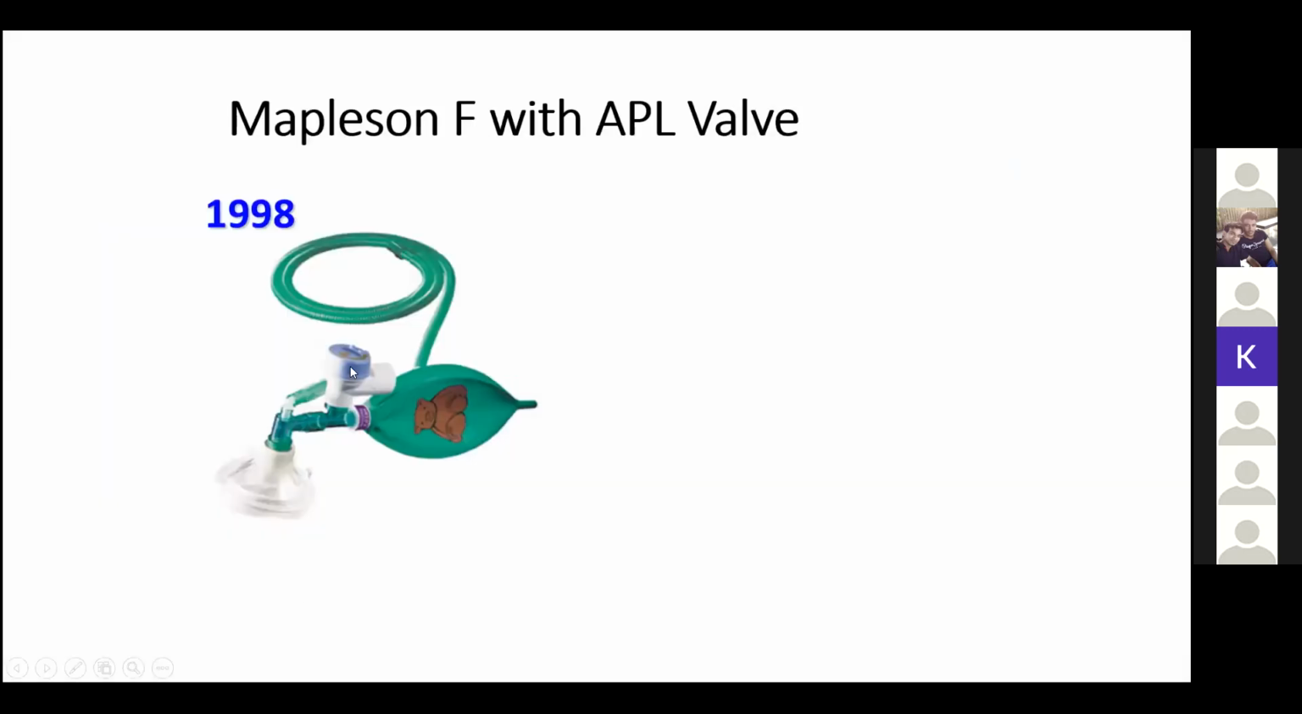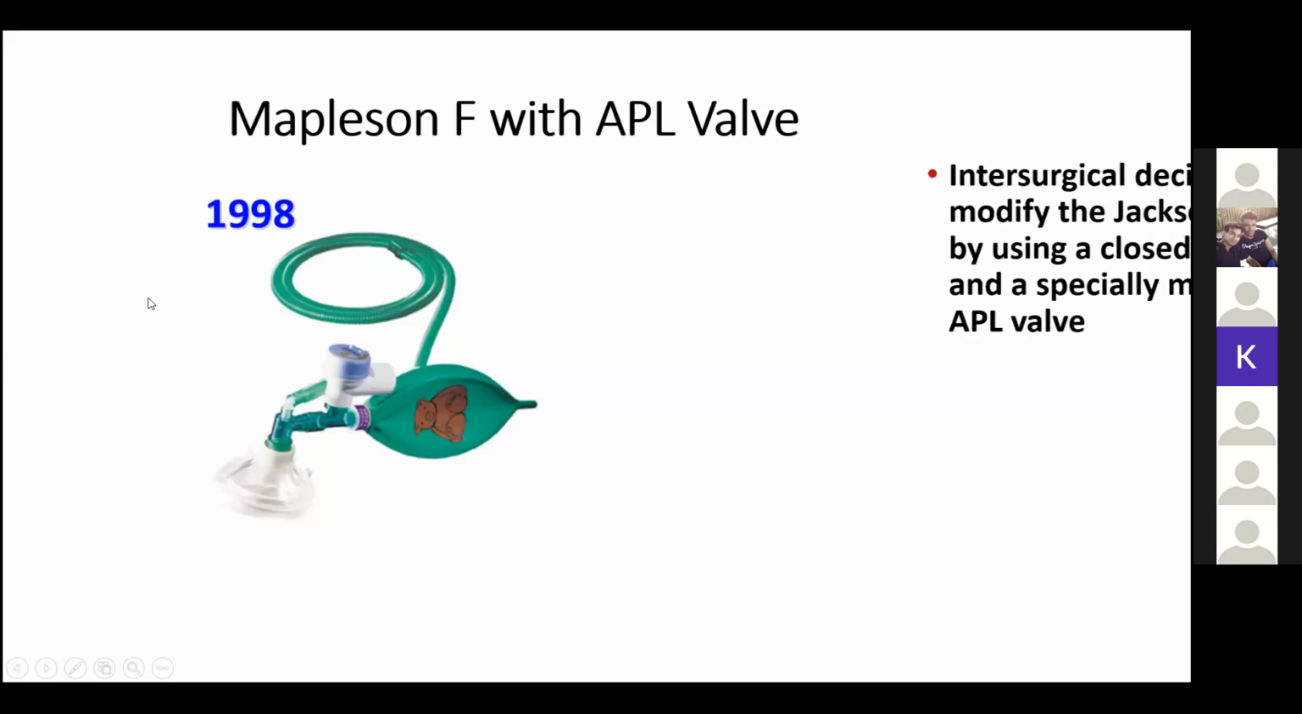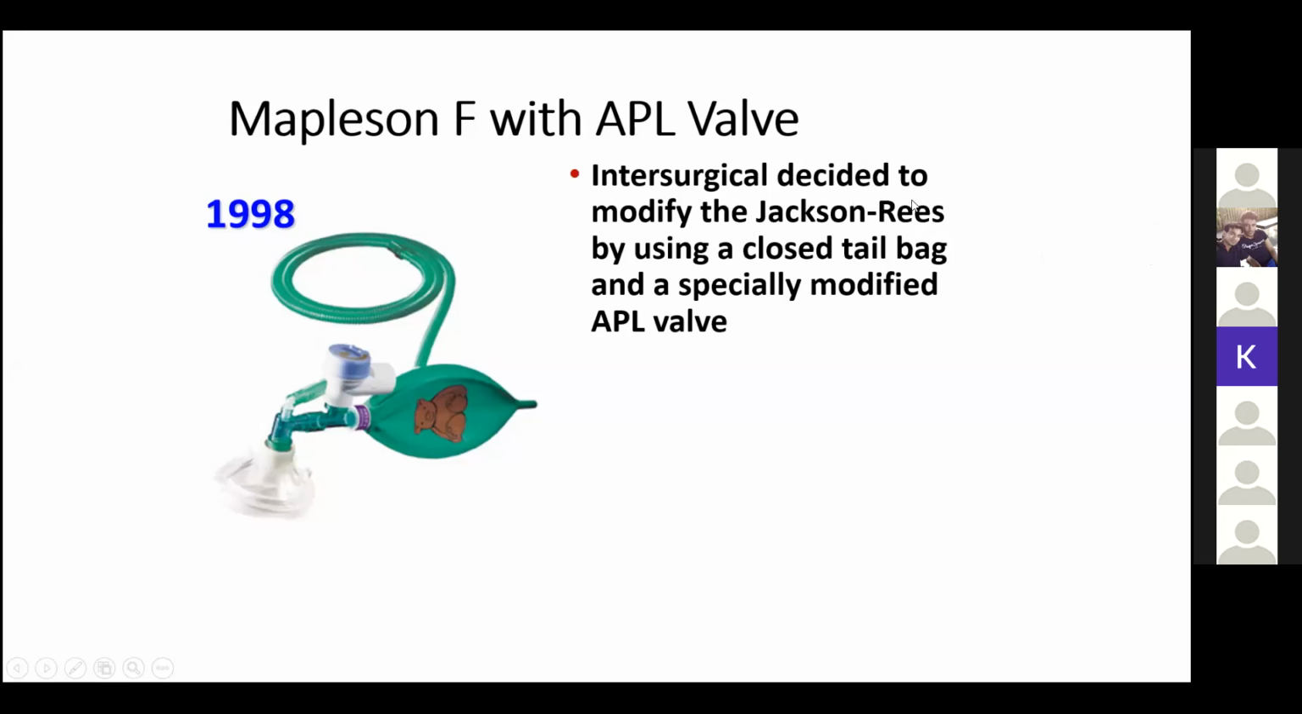Now, here is the Mapleson F with APL valve. You can see here, this is the latest arrangement, 1998 it came. Intersurgical decided to modify the Jackson Rees by using a closed tail bag.